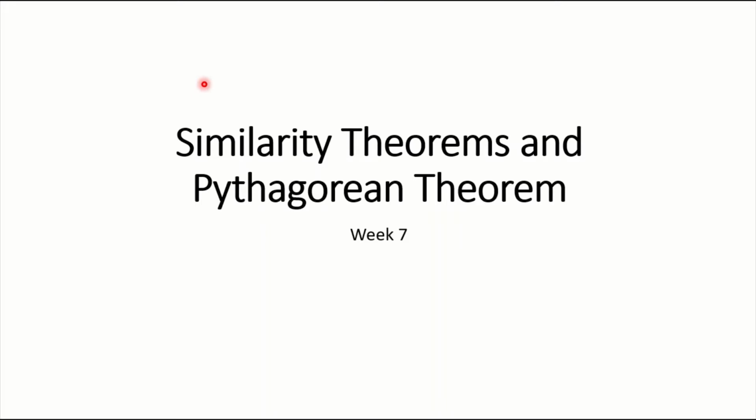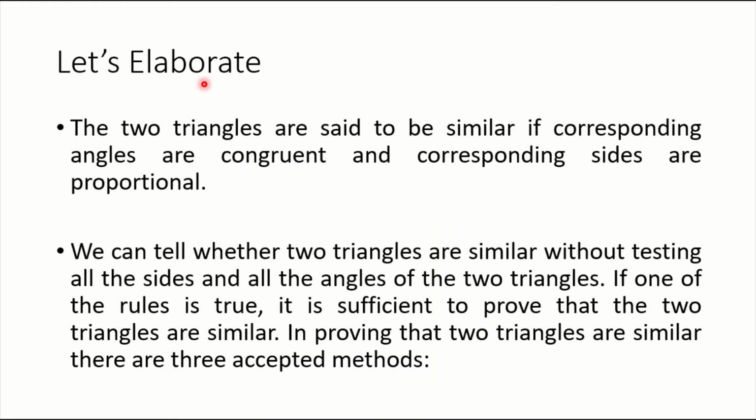So we are now on the quarter 3, week 7 of our discussion, and the topic is all about similarity theorems and Pythagorean theorem. So let's elaborate. Two triangles are said to be similar if corresponding angles are congruent and corresponding sides are proportional. So we have just discussed this nung nakaraang linggo.